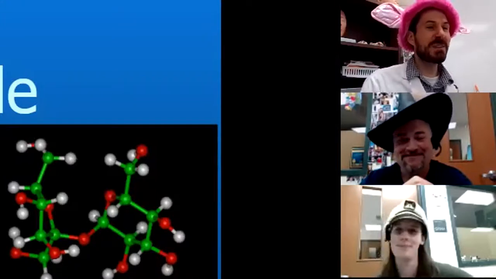It's a sugar molecule that you roll when you're playing Yahtzee. You guys suck. All right.